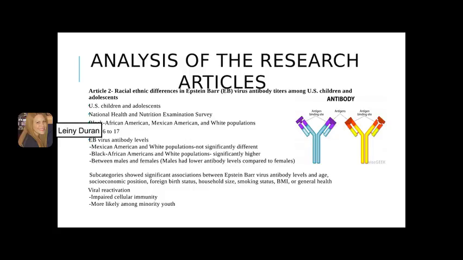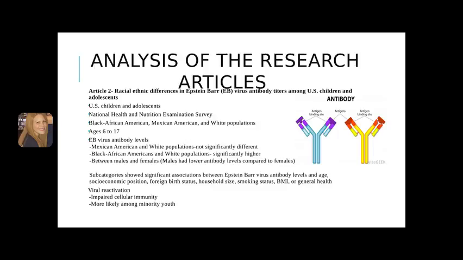The second article is titled Racial Ethnic Differences in Epstein-Barr Virus Antibody Titers Among U.S. Children and Adolescents. This article was very relevant to the clinical case because it involved the particular age group of the patient. It also provided a different point of view of the Epstein-Barr virus, which is ethnicity and racial background. The authors of the article collected information from the National Health and Nutrition Examination Survey.